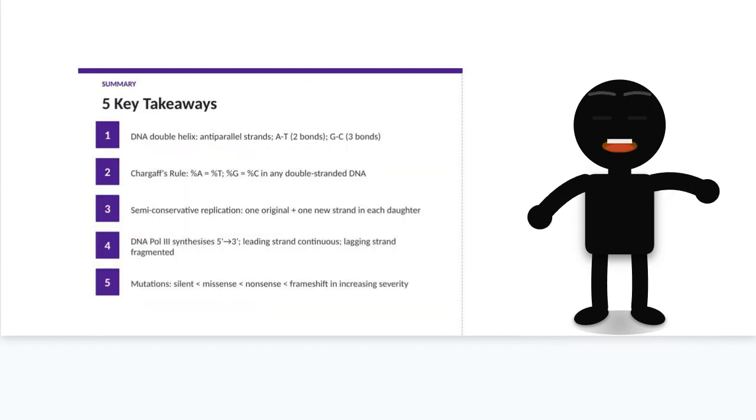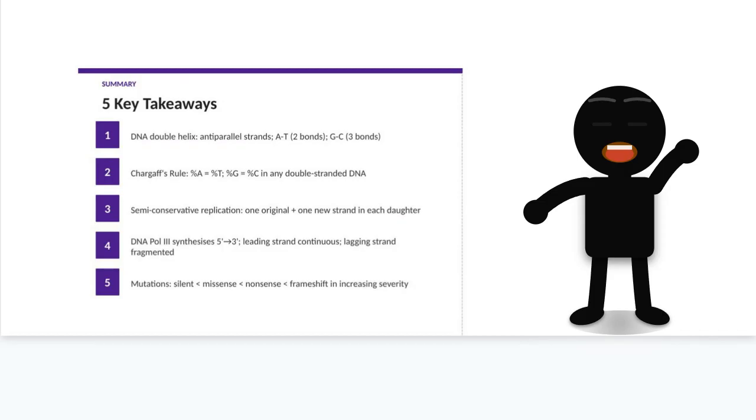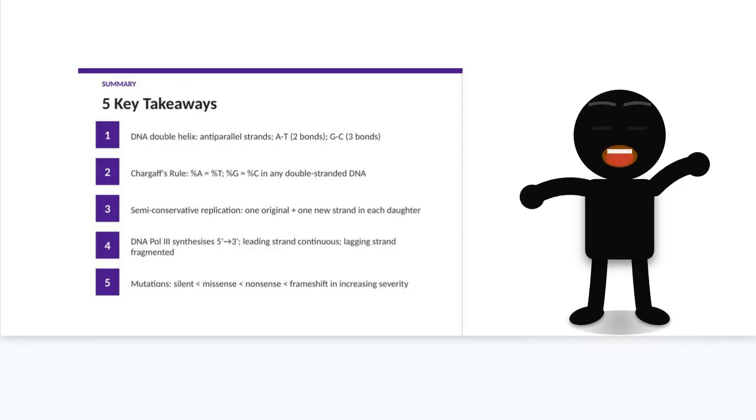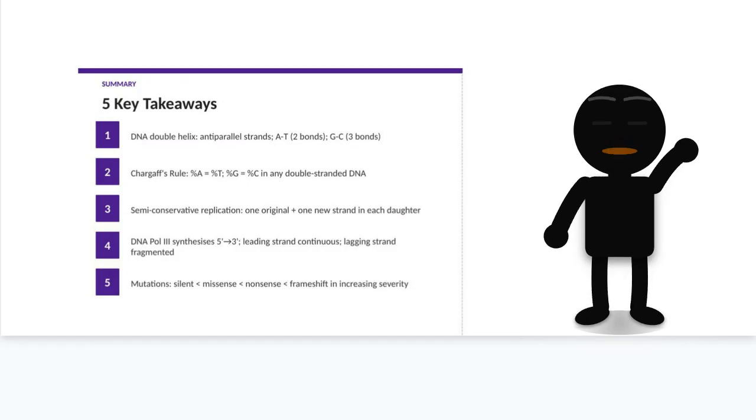5 takeaways from B004. 1. DNA is a double helix with antiparallel strands, A pairs with T via 2 hydrogen bonds, G pairs with C via 3. 2. Chargaff's rule, %A equals %T, %G equals %C, is used in calculation questions. 3. Replication is semi-conservative, proved by Meselson and Stahl. 4. DNA polymerase synthesizes only in the 5' to 3' direction, creating leading and lagging strand asymmetry. 5. Mutation severity increases from silent to missense to nonsense to frameshift.